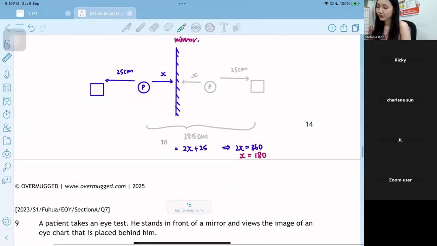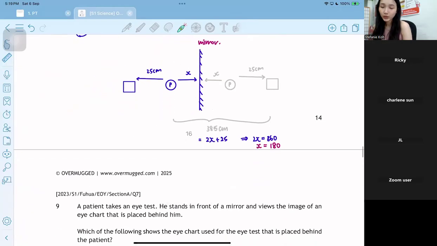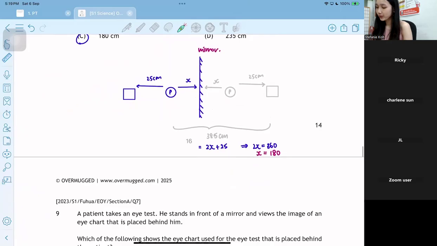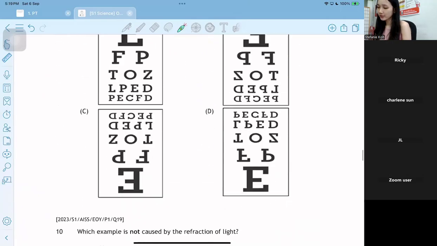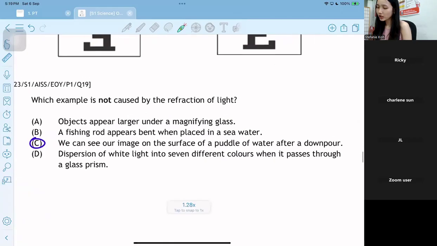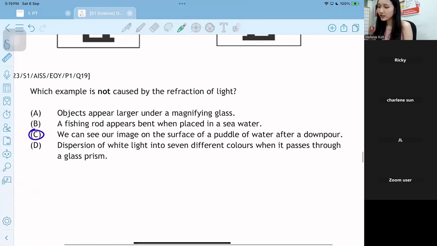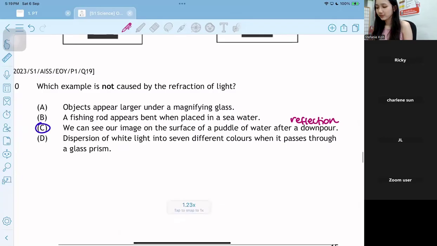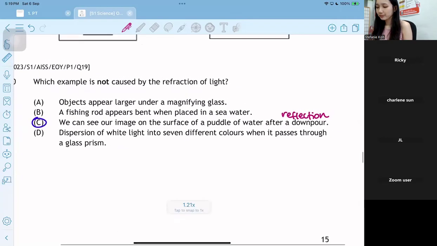Last one is question 10. Yeah, move on. Question 10. Not caused by the refraction. If you see an image in the water, it's like a mirror. It's a reflection, not refraction. Reflection. If you see a clear image, it means it is regular reflection.